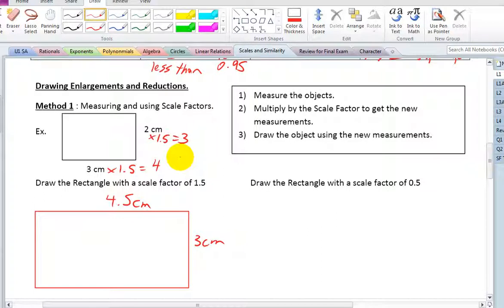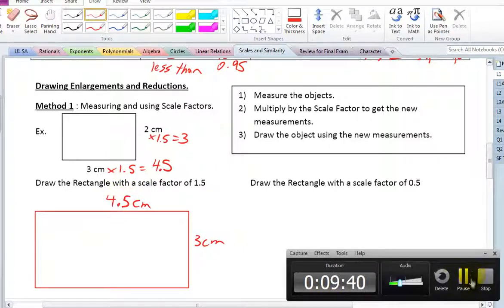Okay. Practice measuring. You should know how to use a ruler. If you need help, I'll help you later. Maybe get Dad to help you, or Mom.